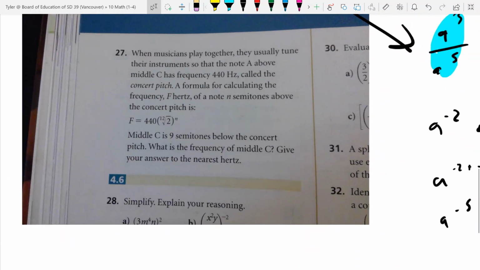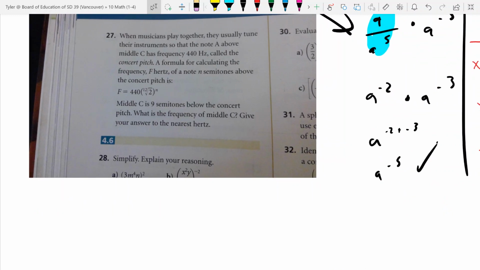Right. So the final question is this one. When you read it, the only thing that we really need to figure out is what n is. And it actually says it right here. When it says 9 semitones below, pretty sure that means negative 9 because it's below, so it's a negative number. So we're going to sub it in. Right? So I'm going to apply this exponent like we normally would. So it becomes like this.